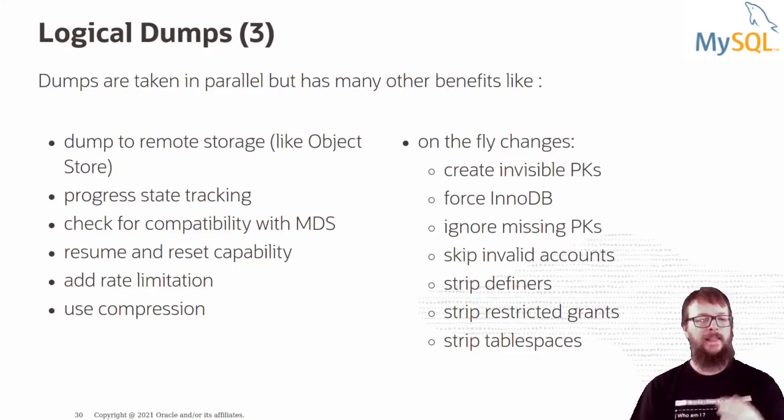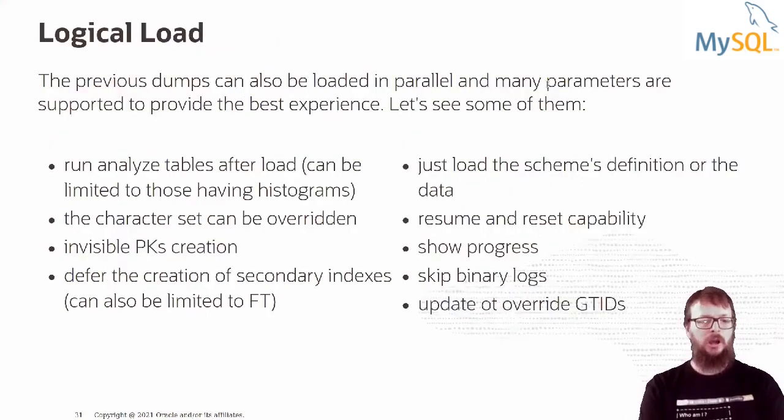A lot of stuff to do, like strip restricted grants, meaning that, for example, if you go to the cloud and in MDS there are some grants that users don't have, right? You can say, I want to dump my users also, but if there are some privileges that the user has that are not available in the cloud, please remove them, so don't give me an error on that. So when you have done all this, you have three methods to create a dump, but only one method to load, which is the load method.